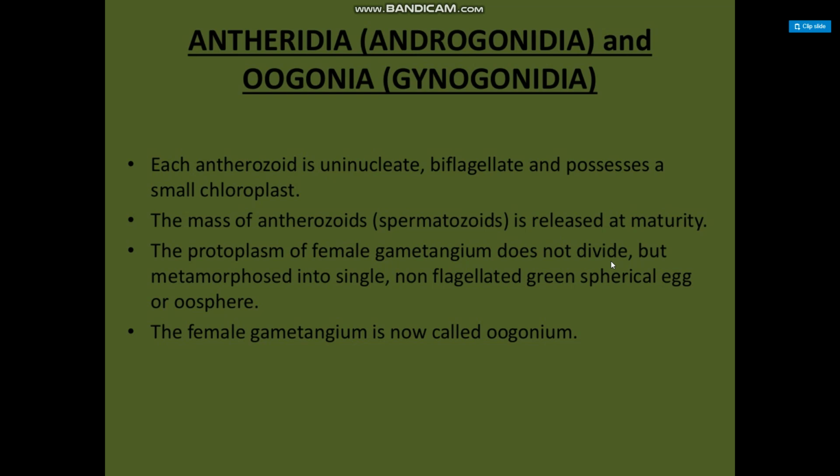The mass of antherozoids, or spermatozoids, is released at maturity, and the protoplasm of the female gametangium does not divide but metamorphoses into a single non-flagellated green spherical egg or oosphere. The female gametangium is now called the oogonium.